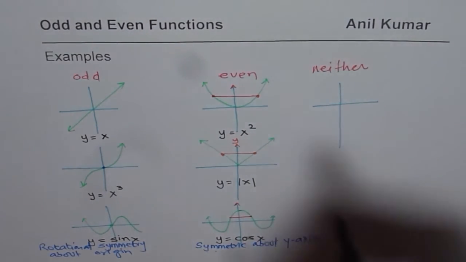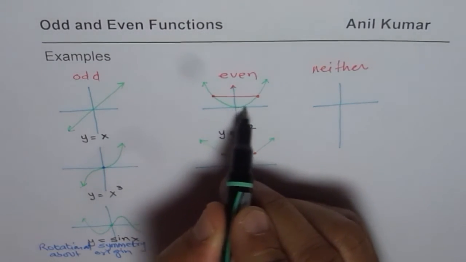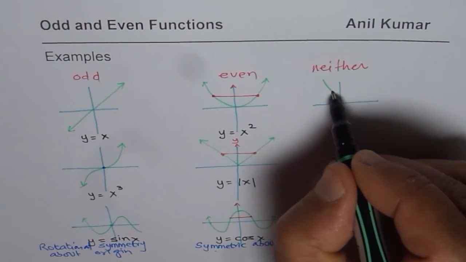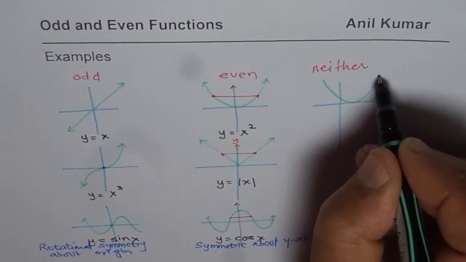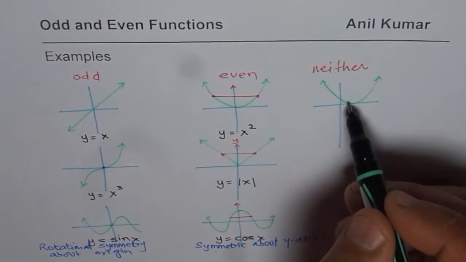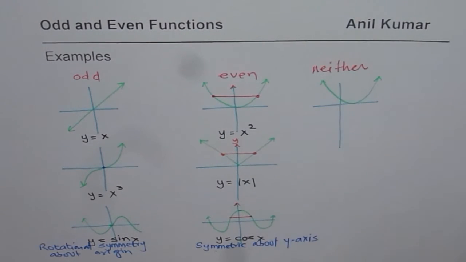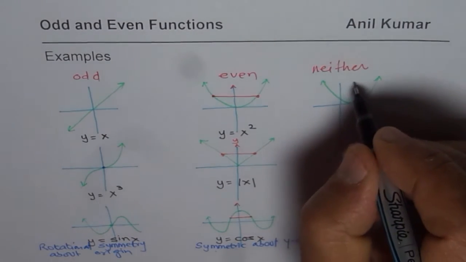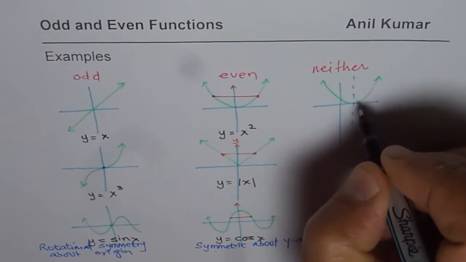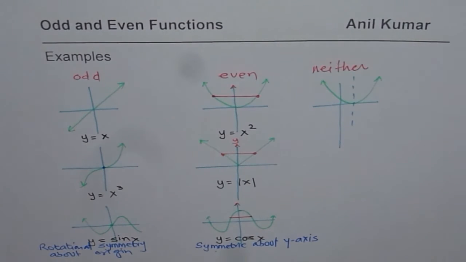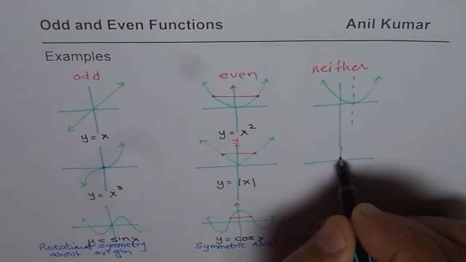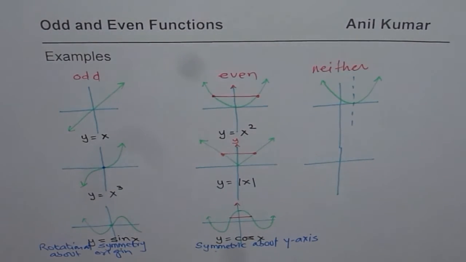So if I displace this function, so it doesn't go through the origin, for example, then it's neither even nor odd. Now you can see the symmetry is not along the y-axis. The line of symmetry has changed, right? So it is neither even nor odd, right? So that is one way of sketching a graph of a function which is neither.